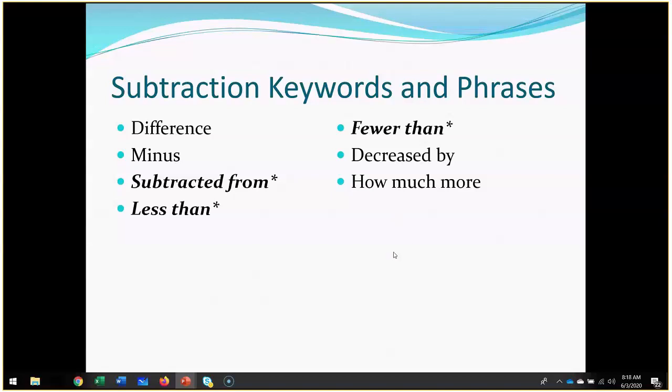For example, if I have $10 and Megan has $20, how much more does she have? She has $10 more than me, and you would just subtract to get that.